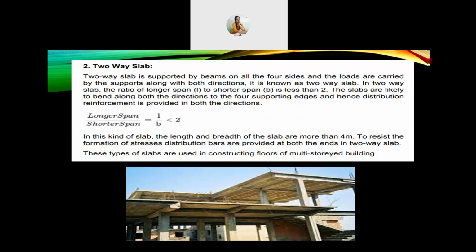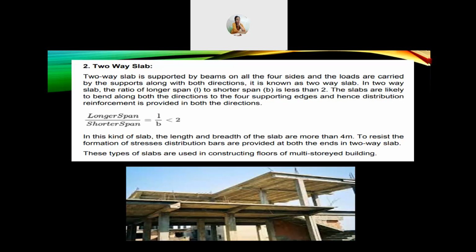Next, two-way slab. What is a two-way slab? It is supported by beams on all the four sides and the loads are carried by the supports along both directions. In a two-way slab, the ratio of longer span, that is l, to shorter span, that is b, is less than 2. The slabs are likely to bend along both the directions to the four supporting edges and hence distribution reinforcement is provided in both the directions. Hence, longer span divided by shorter span, l by b, is less than 2.